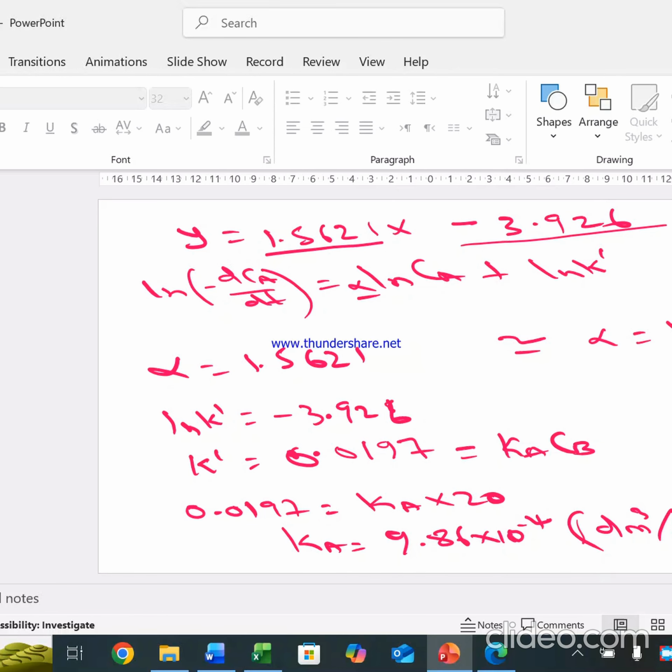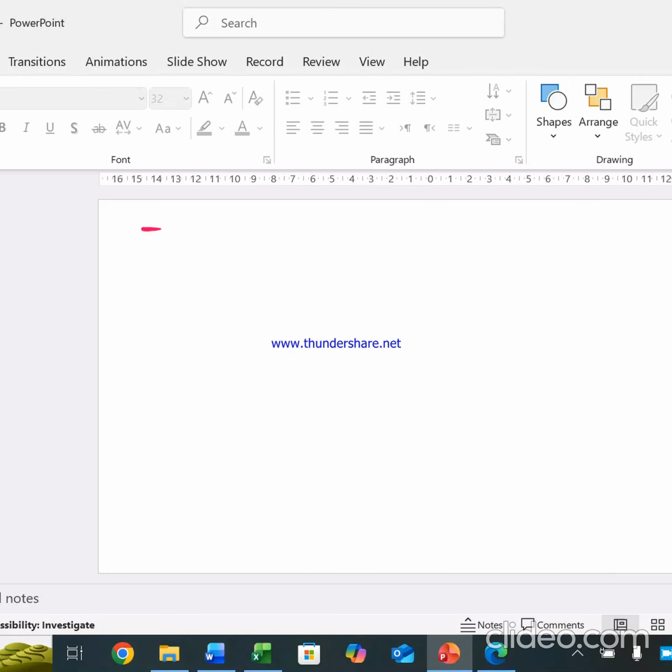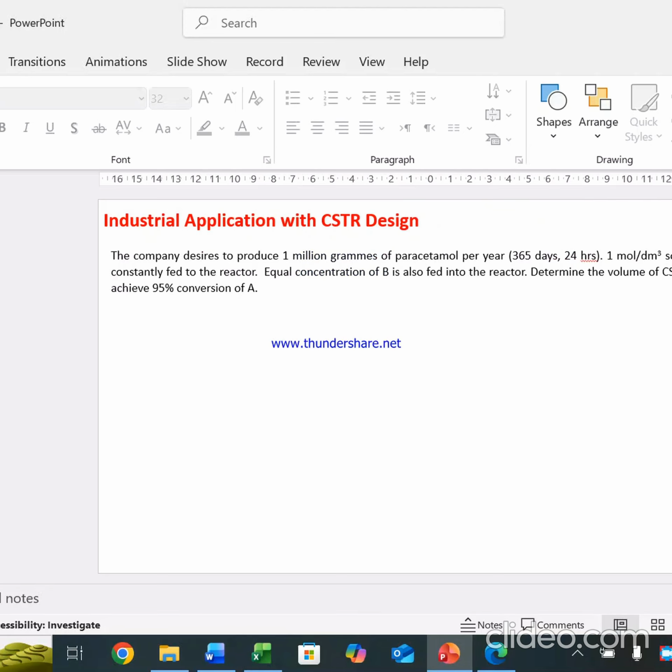So having done that, that means our rate expression is now minus RA equals 9.86 times 10 raised to power minus 4, multiplied by CA, which is 1.5 order of reaction, and CB, which is first order of reaction. Now, in the industry, we have now evaluated our rate data.